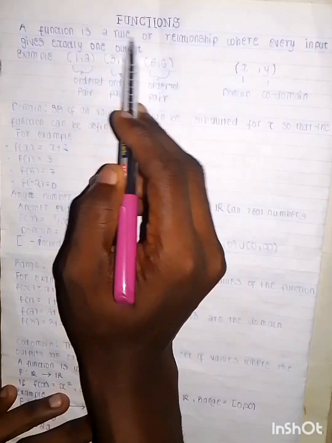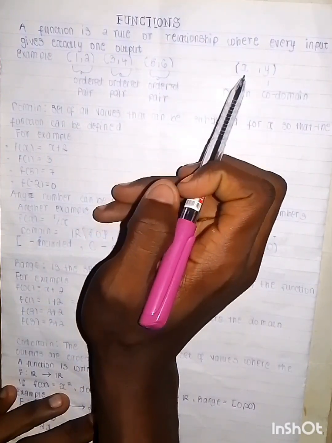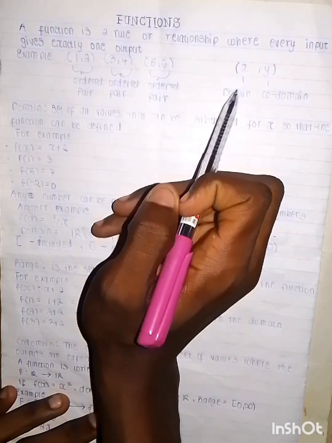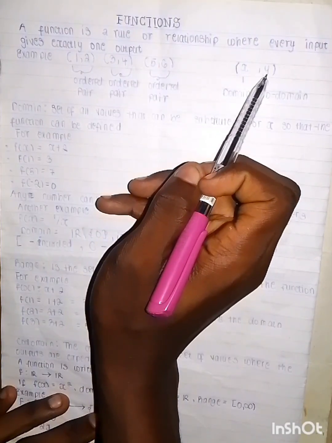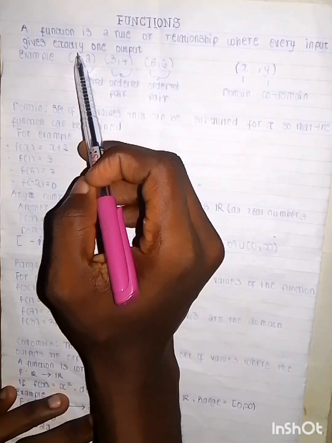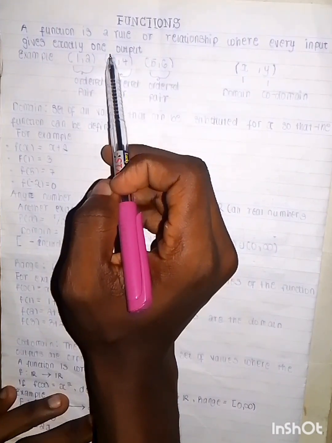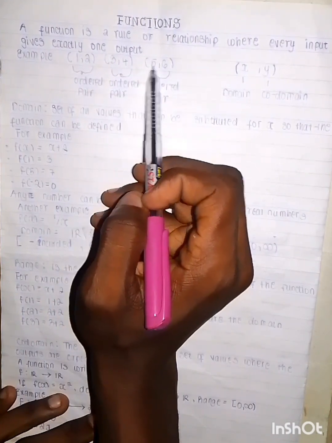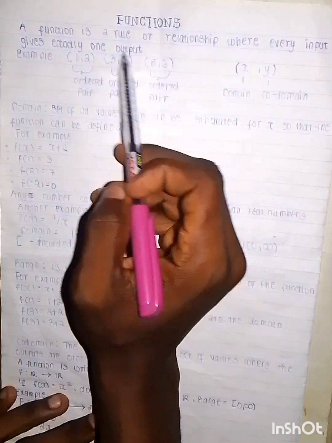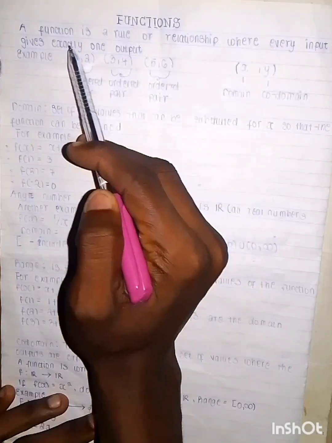Now they say the function is a rule or relationship where every input gives exactly one output. I said earlier that x here is a domain. X can also be called the input. I said here that y is the codomain. Y can also be called the output. So in a situation whereby an input is paired with only one output, you can see here that the input 5 is paired with only one output. That is the reason why they said a function is a rule or relationship where every input gives exactly one output. Now you can see that this is an ordered pair, as I explained earlier.